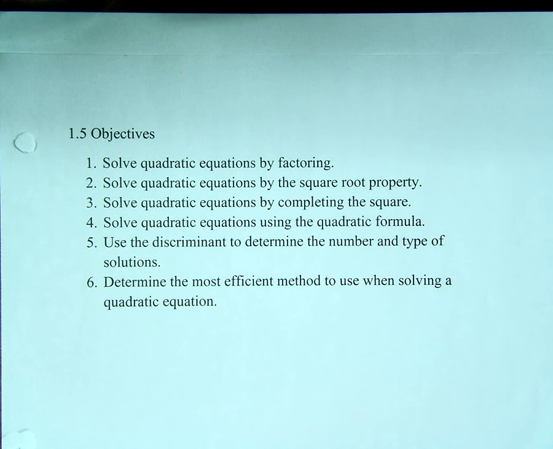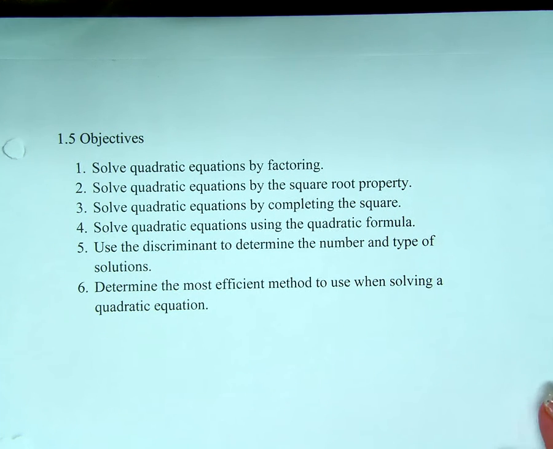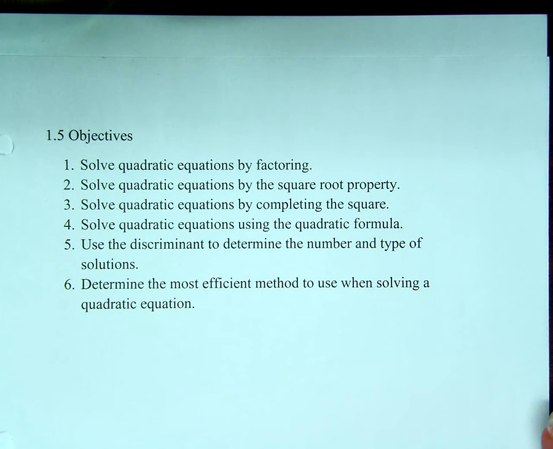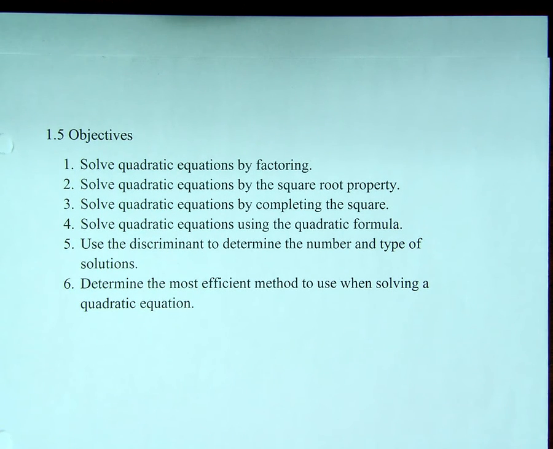Objectives for section 1.5. Okay, so we have quite a few objectives here. Some sections are going to have this many, some will have more, but these are all pretty important ways to solve quadratics. So let's get right to it.